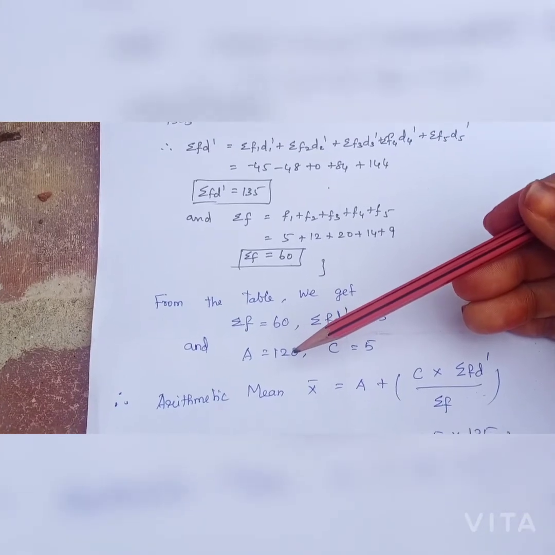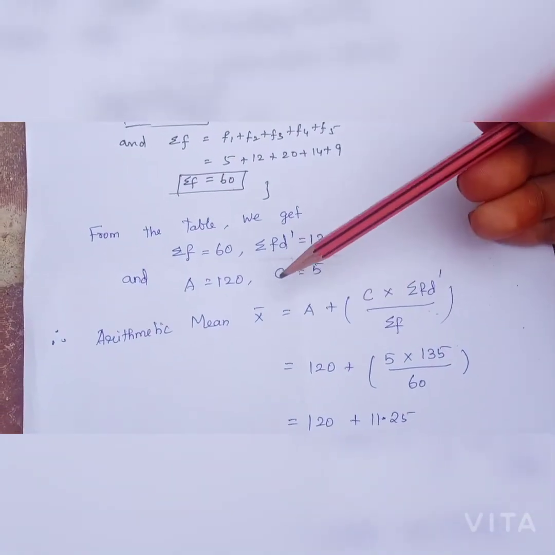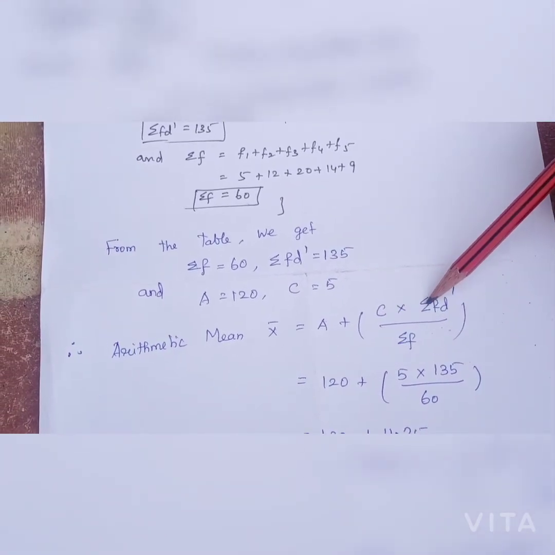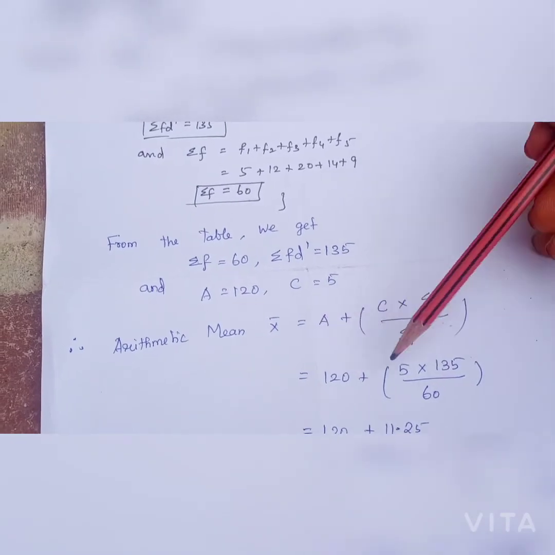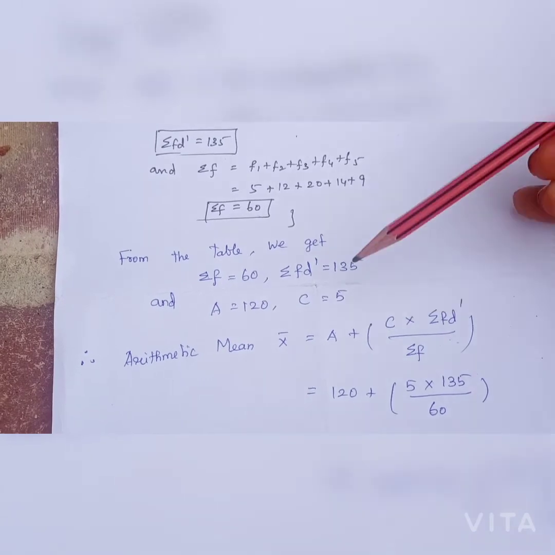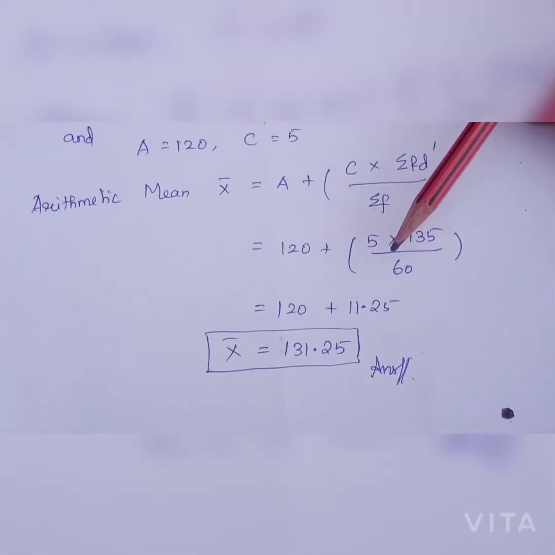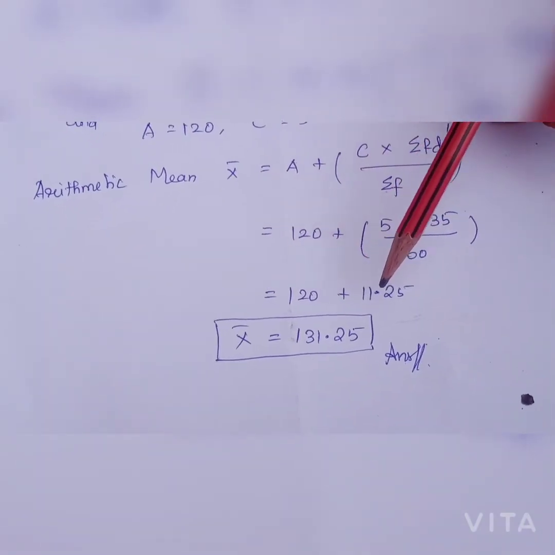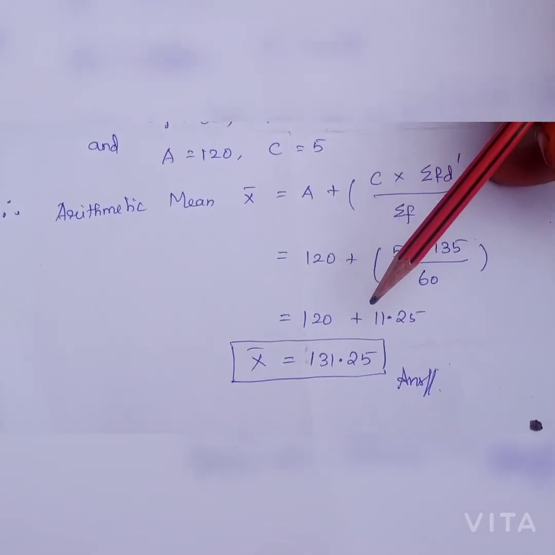We have the assumed mean 120 and common difference 5. Therefore, the formula: x bar is A plus C into summation of FD dash divided by summation of F. A 120 plus common difference 5 into summation of FD dash 135 divided by summation of F 60. After simplifying we get 11.25. So 120 plus 11.25 is 131.25.